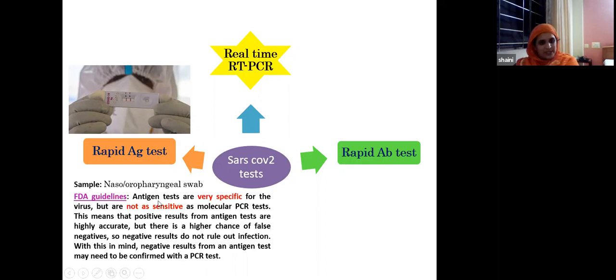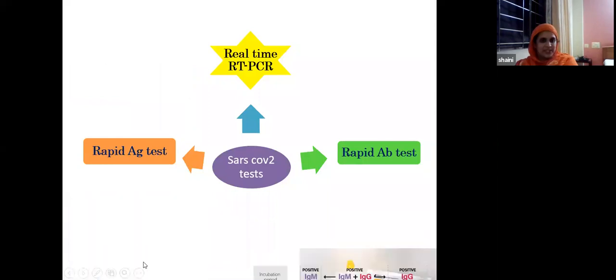Antigen tests are very specific for virus, but they are not very sensitive as molecular PCR tests. This means that positive results from antigen tests are highly accurate, but there is a high chance that false negatives are present. So negative tests cannot rule out infection. With this in mind, negative results from an antigen test will have to be confirmed with a PCR test. So that is a rapid antigen test.